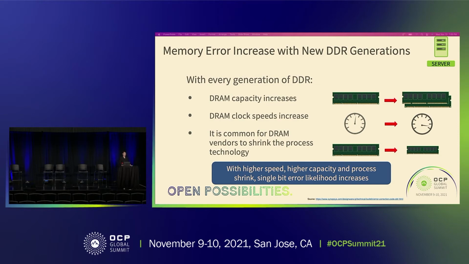Now, why is it that with every generation of DDR, we're seeing greater failures? We already alluded to some of this, but with every generation, we increase the capacity. This is because we're able to fit more onto the stick with the shrink. The clock speed definitely increases. And with that shrink, there's more leakage coming from the silicon. So with the higher speed, capacity, and process shrink, the likelihood of errors increases.